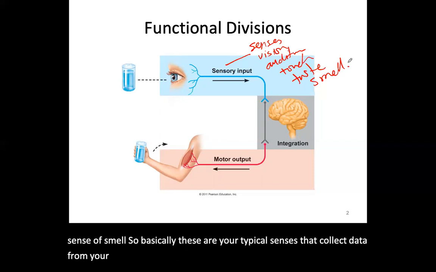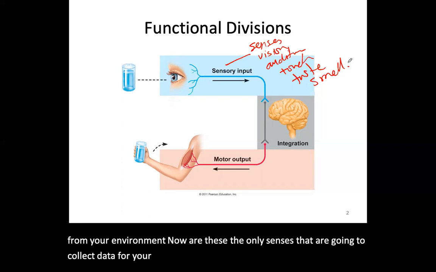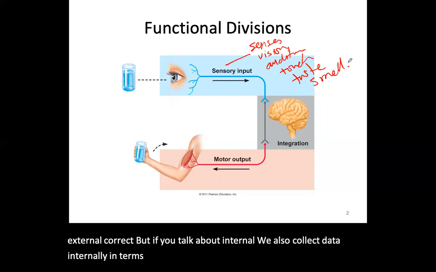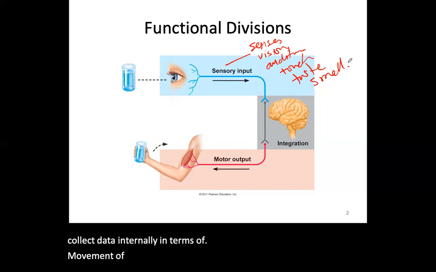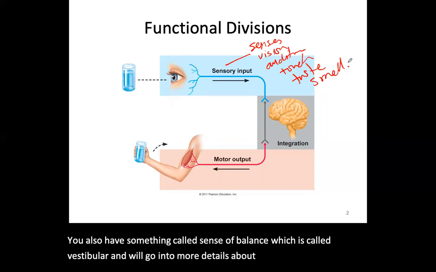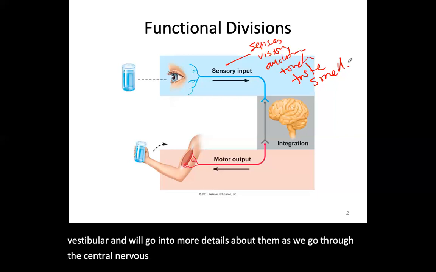So basically, these are your typical senses that collect data from your environment. Now, are these the only senses that are going to collect data for your body? If you're talking about the external, correct. But if you're talking about internal, we also collect data internally in terms of the movement of the muscles, joints, etc. Those are referred to as visceral. And we also have a sense of balance, which is called vestibular. We'll go into more detail about them as we go through the central nervous system PowerPoint later on.